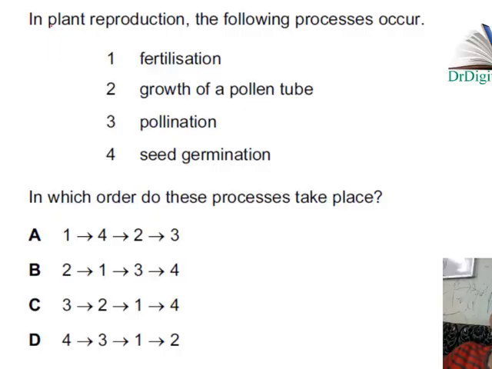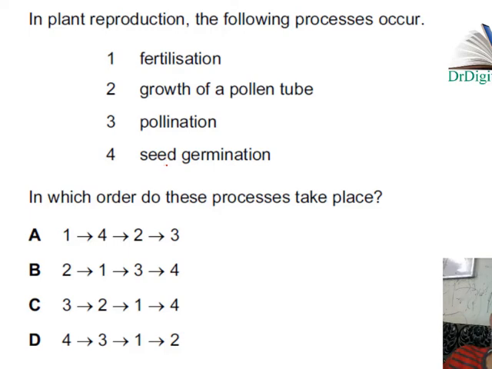In this question, let's see how the concept of pollination is explained. In plant reproduction, the following processes occur. Number 1, fertilization. Number 2, growth of a pollen tube. Number 3, pollination. And number 4, seed germination.